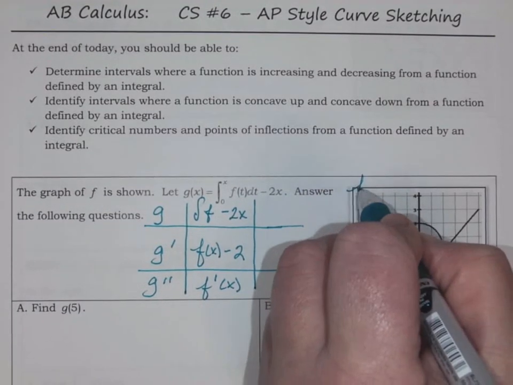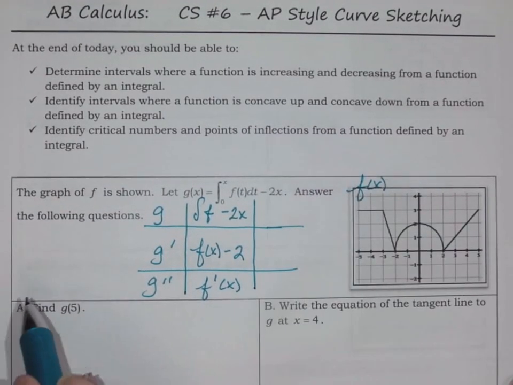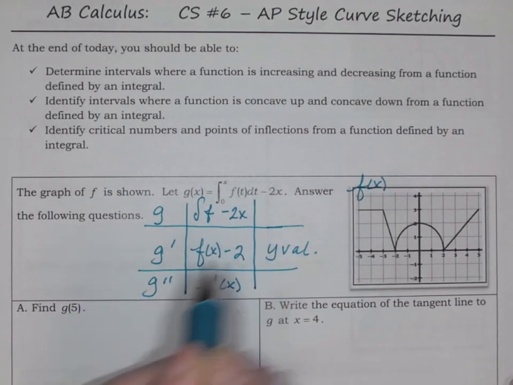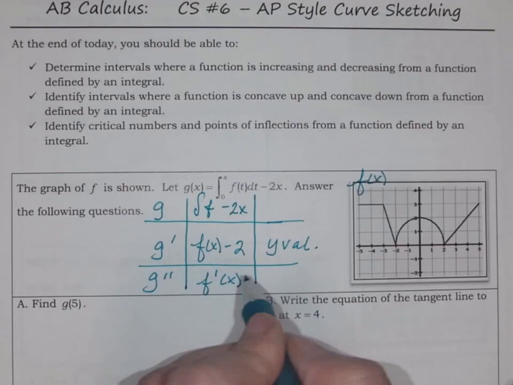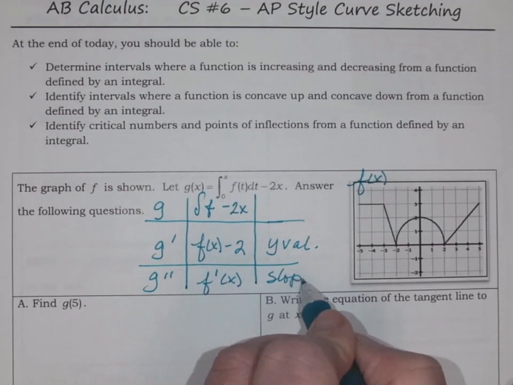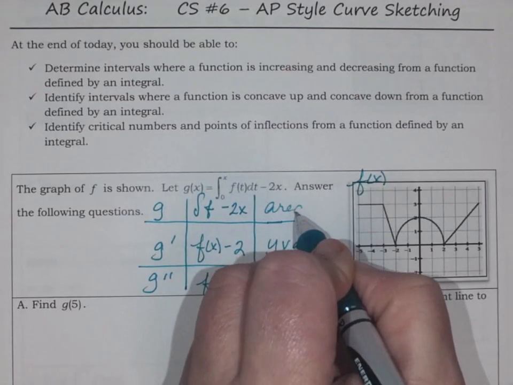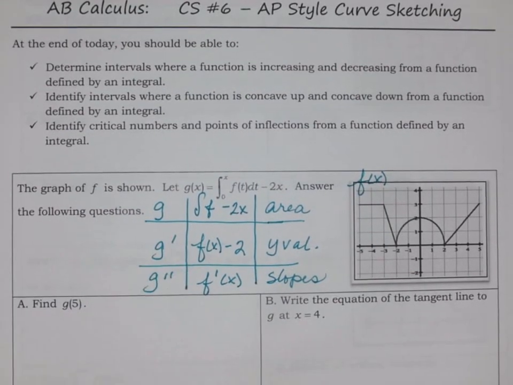Since we have the graph of f of x, then I need to be looking at the y values when I'm talking about g prime. I need to be looking at the slopes when I'm talking about g double prime, and I'm going to be looking at the area when I talk about g.